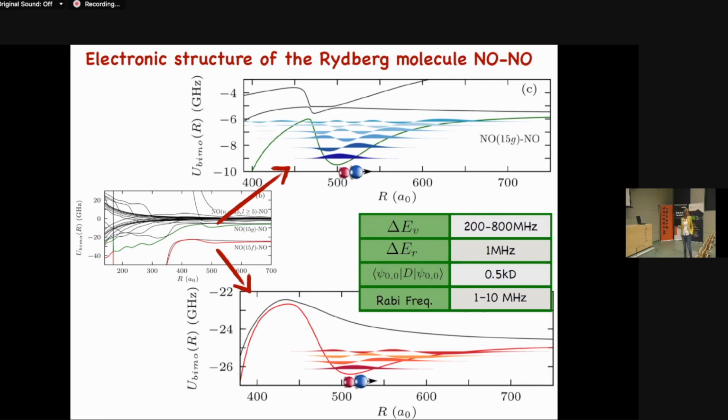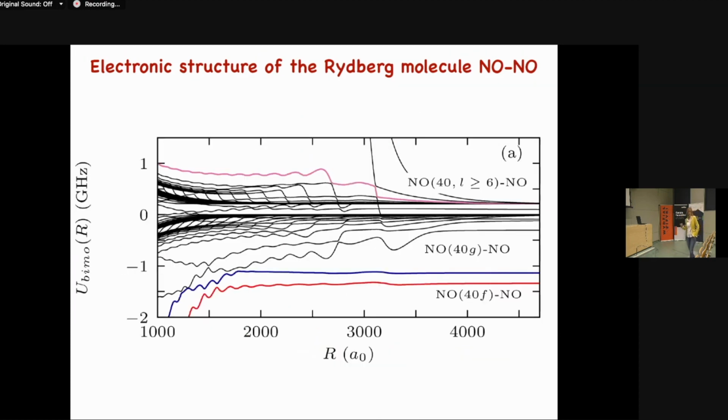The dipole moment is very large because we have a lot of variation of these electronic states. It's around 0.5 kilo-Debye. And the Rabi frequency we also computed to create these molecules is between 1 and 10 megahertz. We wanted larger n, because the lifetime of this molecule is a little bit increased for larger n. And then here you see n equal 40F with the even and the odd state, and that will be here the 40G, that will be here, and there are more states.